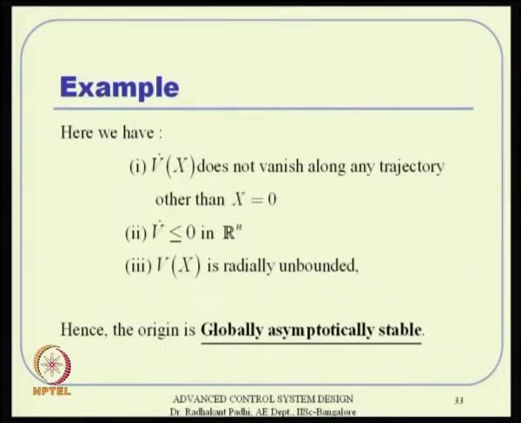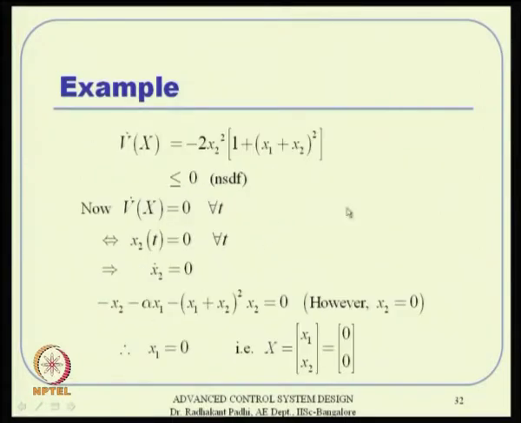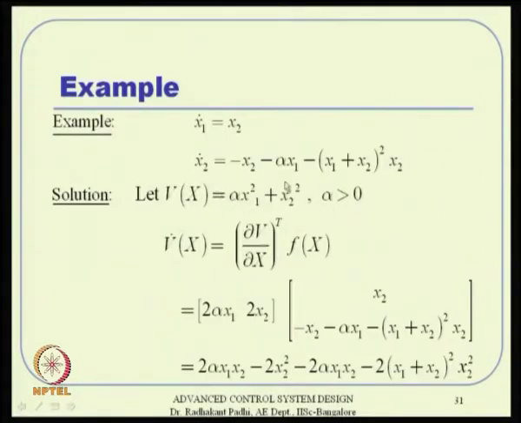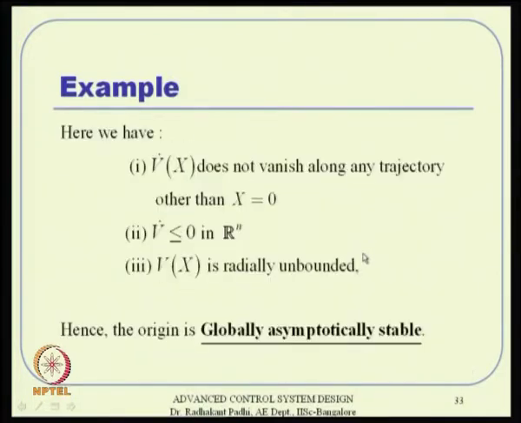That is what is written here, but in addition you can also see that the selection of V is radially unbounded. It is a quadratic function after all. For any positive alpha, it is radially unbounded, because the moment this quantity keeps on increasing, V of x also keeps on increasing. If that is true, then obviously the result is global. That means the origin is globally asymptotically stable.